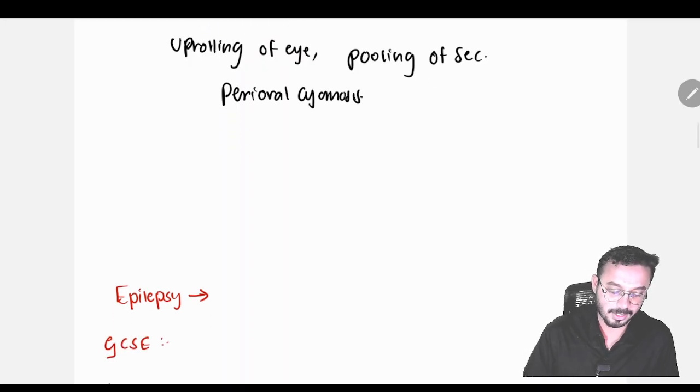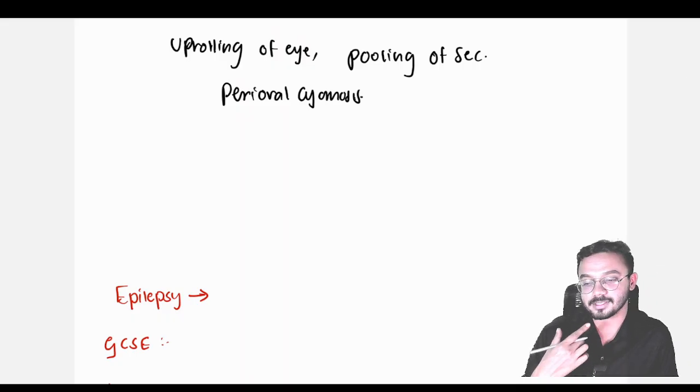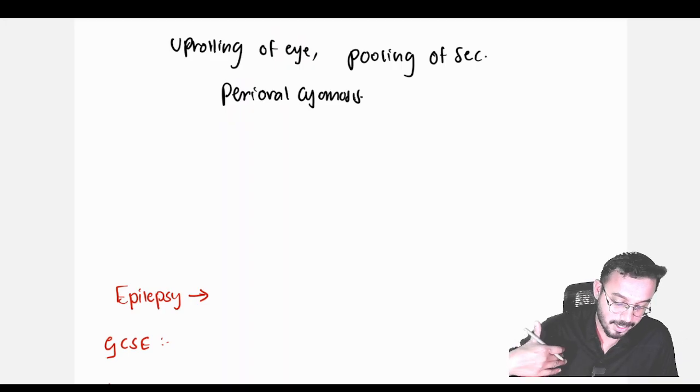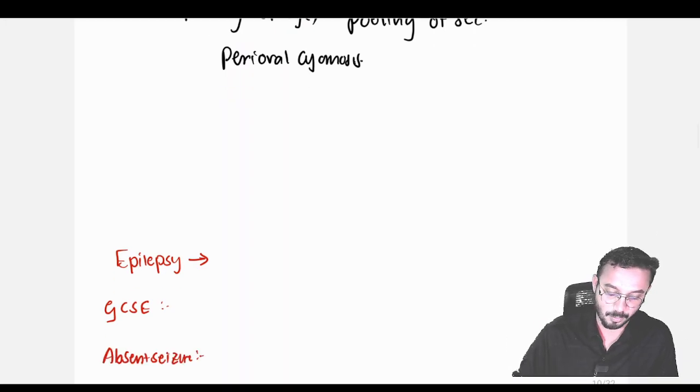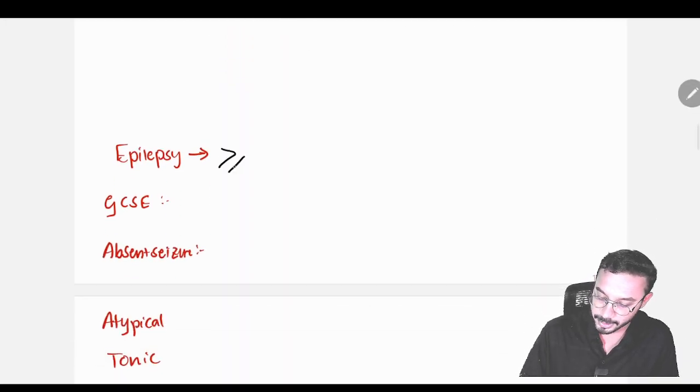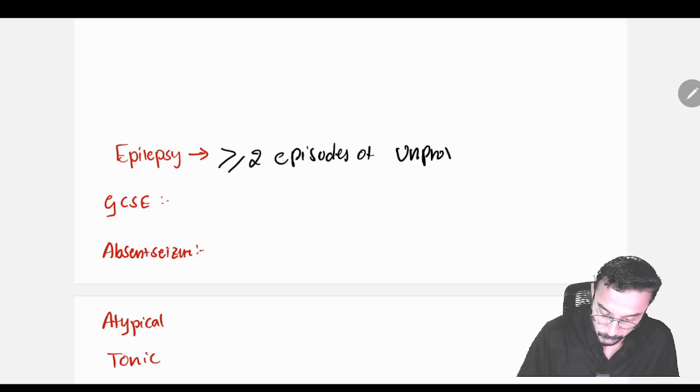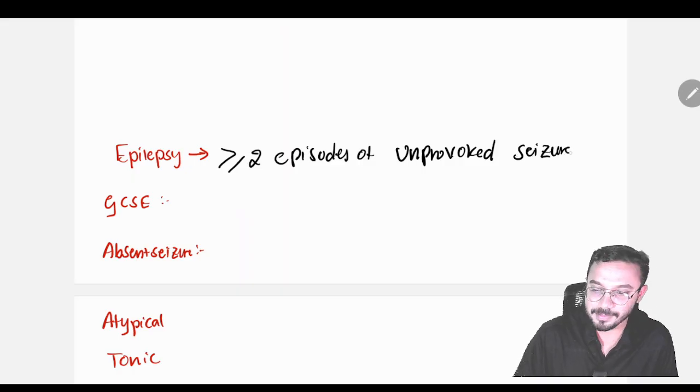And all this occurs between 30 to 60 seconds, so there is a chance of aspiration. And this is about generalized tonic-clonic seizure. And what do you mean by epilepsy? Two or more episodes of unprovoked seizure. So what do you mean by unprovoked?